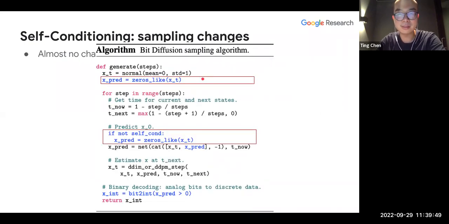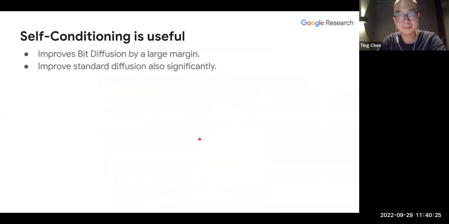And then in inference, this is basically coming for free. Initially you don't have any estimate of x0, so you use 0 as an estimate. Then once you make an estimate of x_predict, you use that for the next step by concatenating the current state and the previous estimate. And that's it, you basically do a concatenation. So this counts as basically no cost during inference time.